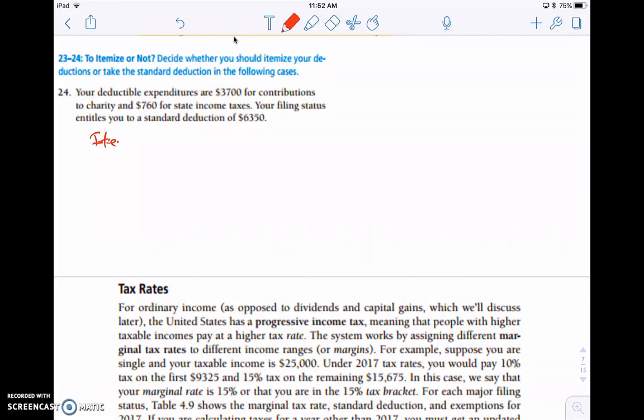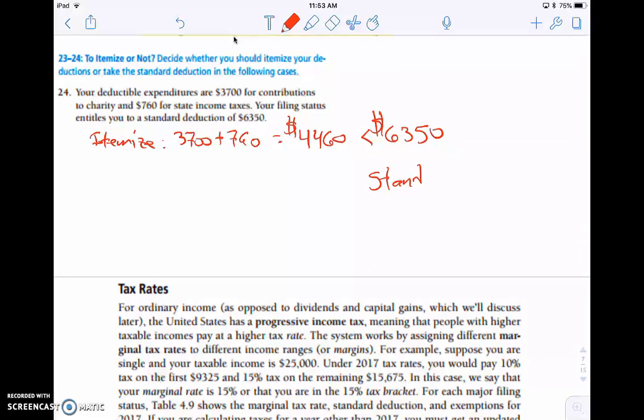So if you were to itemize, okay, the itemized deductions here would be the $3,700 that you contributed to a charity, plus the $760 paid on your state income taxes, which is going to be $4,460. That number is definitely less than the standard deduction of $6,350. So you would want, in this case, to take the standard deduction because it is greater than the itemized deduction. So you always want to take the greater of the two when you are filing your taxes.